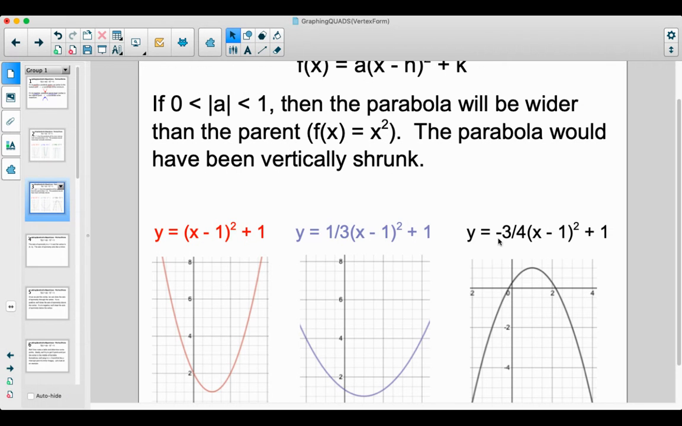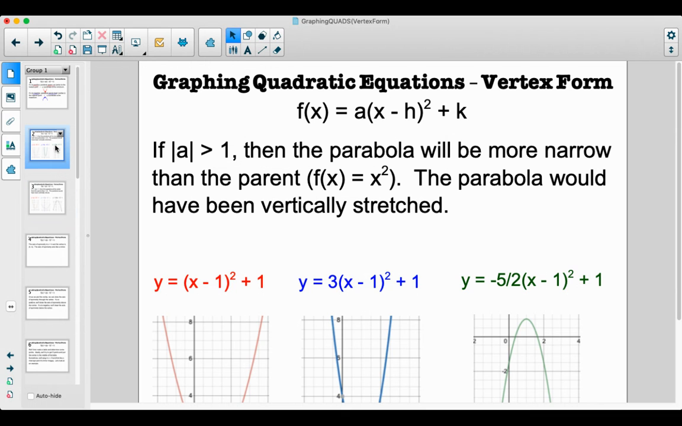So this is -3/4. We're looking at the absolute value of that, which makes it +3/4. +3/4 is definitely between 0 and 1. And hopefully you can see this black graph is wider than the red one. It's opening down because a is negative, but as far as how wide or how narrow it is, that's based on the absolute value of the a value. If you remember, making it wider is called vertically shrinking it, and making it more narrow is called vertically stretching.